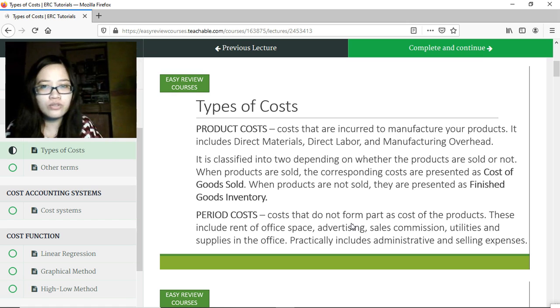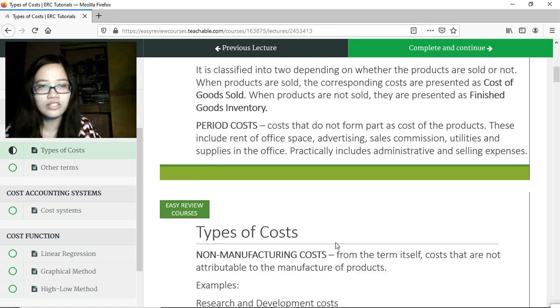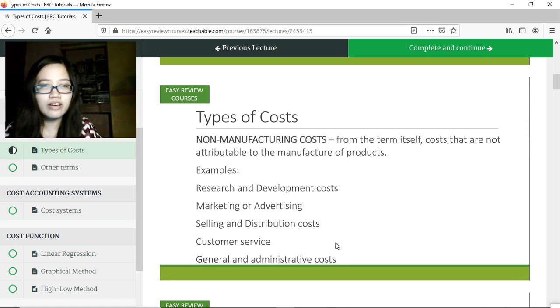Ang tawag natin dito also is administrative and selling expenses. Okay? So, we have manufacturing costs, tapos administrative and selling expenses. Okay? Other term for them, product cost saka period cost. Alright? And then we have non-manufacturing costs, from the term itself, not attributable to the manufacture of the products. Okay? And ito din yung administrative and selling cost. Okay? Ito din yung period cost. Non-manufacturing cost. Okay? Just another term na ginagamit to describe them.